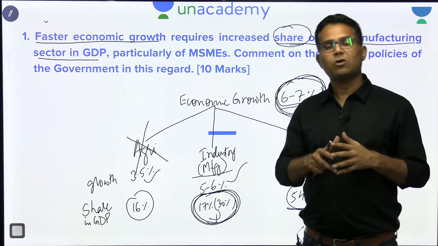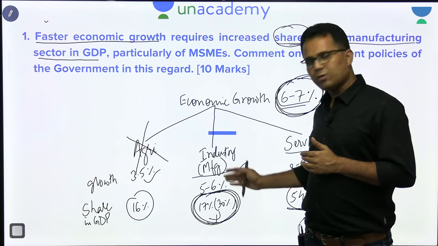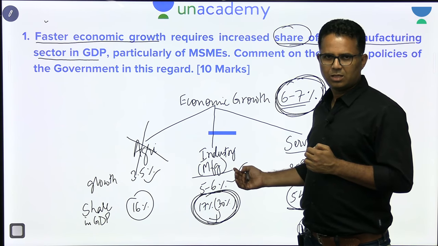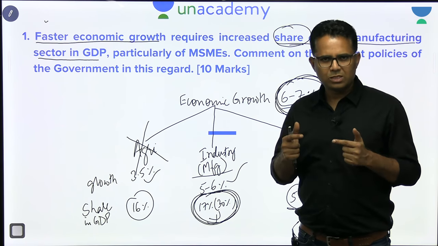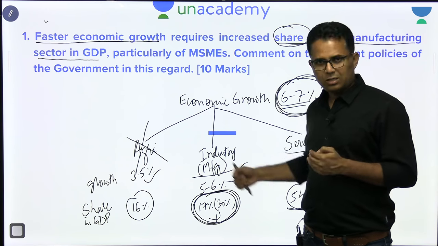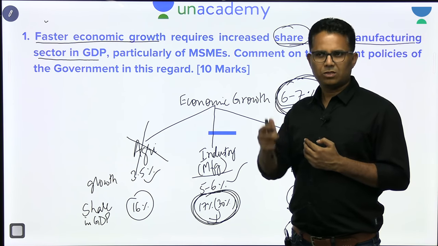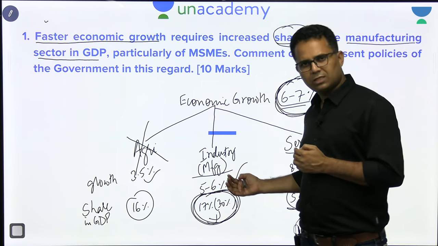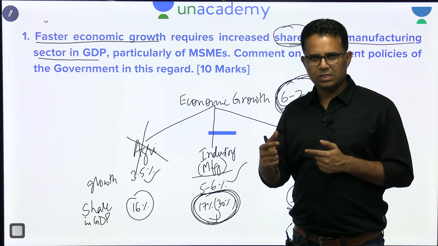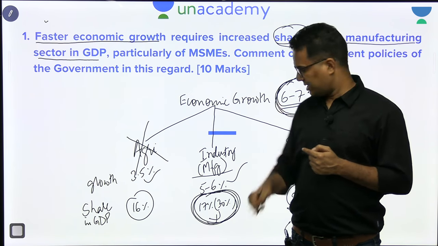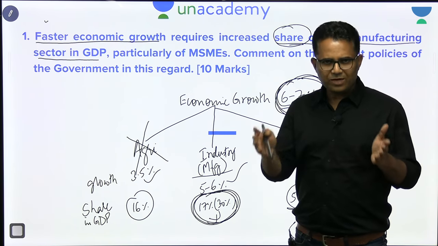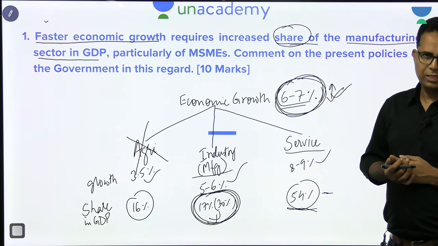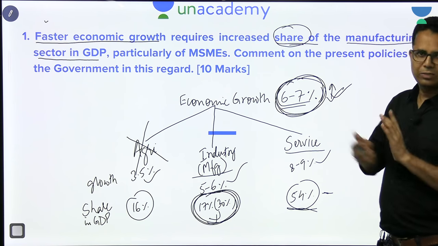And our manufacturing has not expanded that well. If our manufacturing absorbs the surplus labor from the agriculture sector, then our manufacturing growth will increase. Plus, the demand which is lacking in India, which doesn't allow us to grow consistently at a higher rate, if we absorb that surplus labor, they will get consistent income and then demand will be generated, and then manufacturing will increase, and when manufacturing increases, the economic growth will also increase. So you have to write all these points.